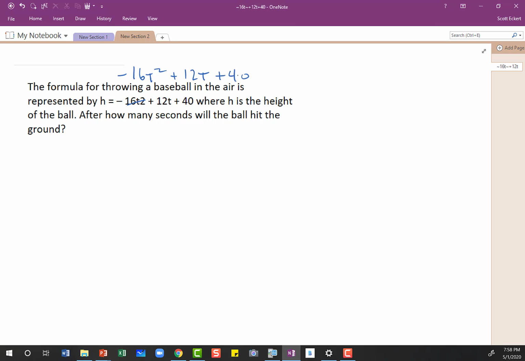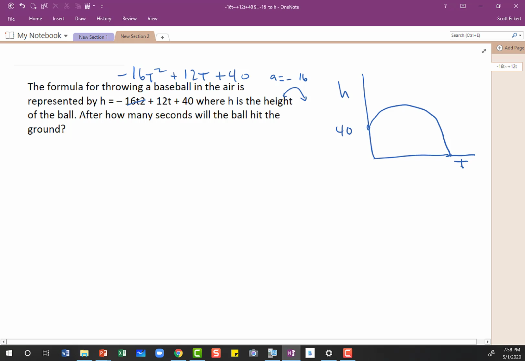Okay. So we have a baseball function, and we also notice that a equals negative 16, and it's quadratic, so the parabola has to be going down. And that's exactly what we would expect with a baseball. And we also know that it's starting at 40. Maybe they're on top of a building or whatever, and they're throwing the baseball, and it's going up and then coming down eventually. So this will be height, and this will be time.